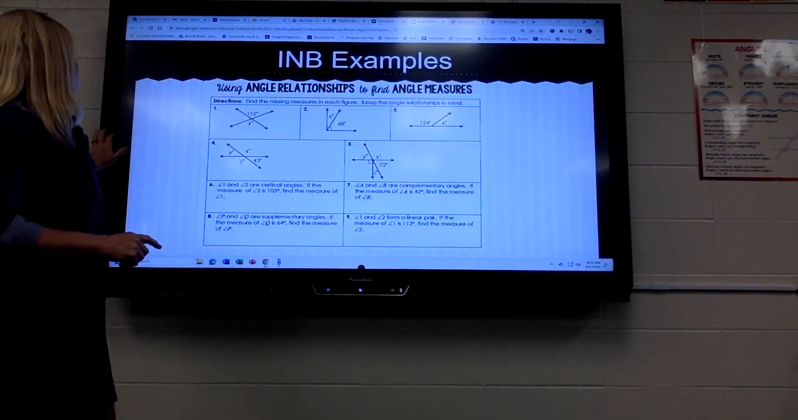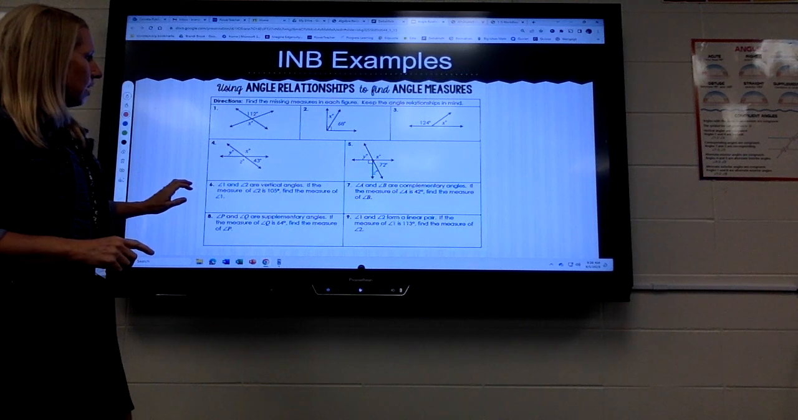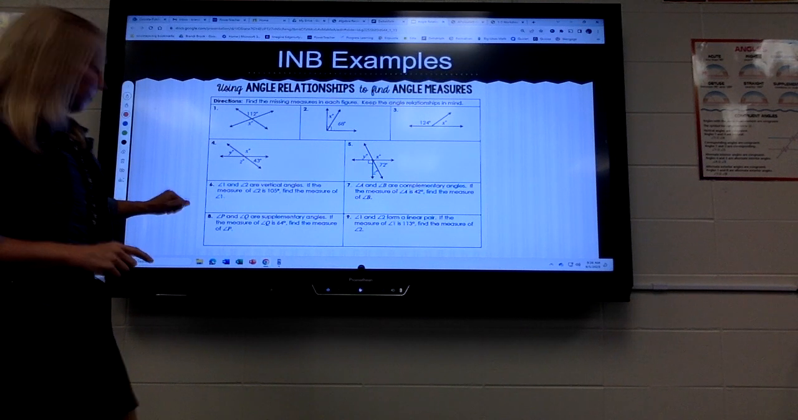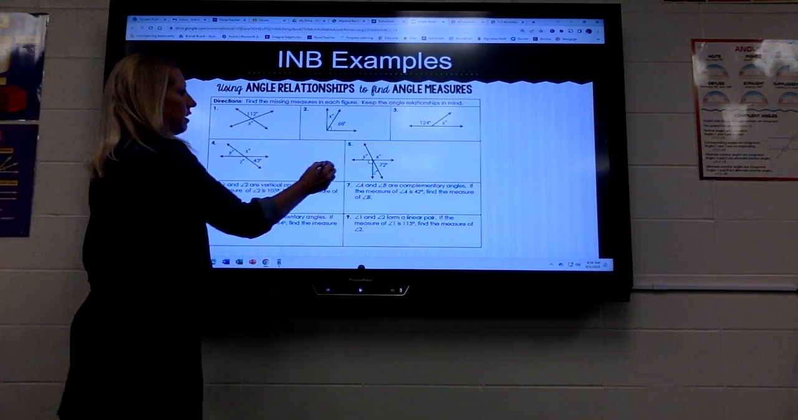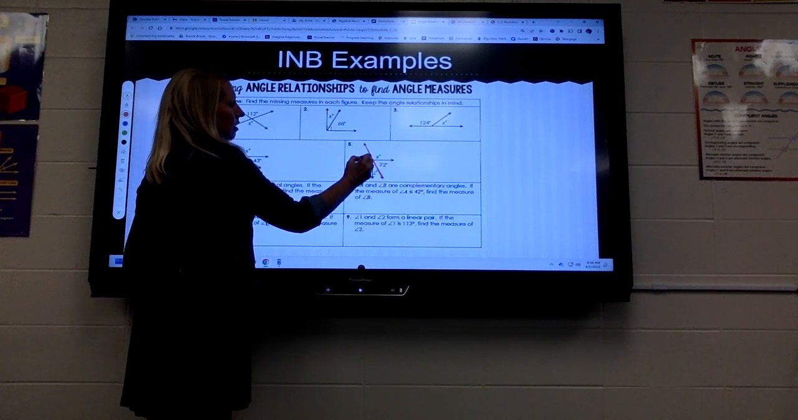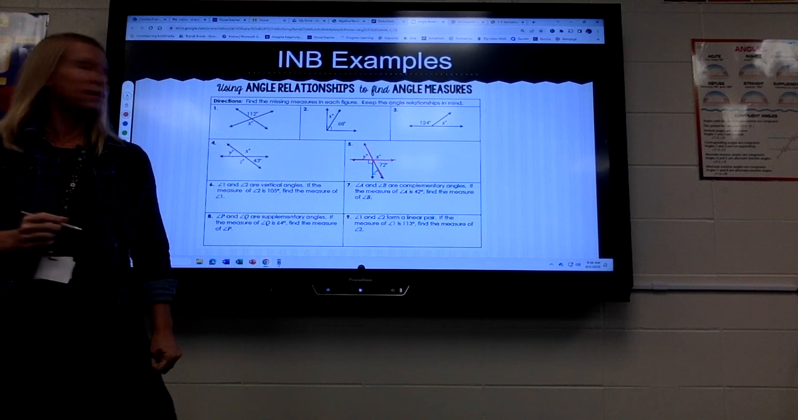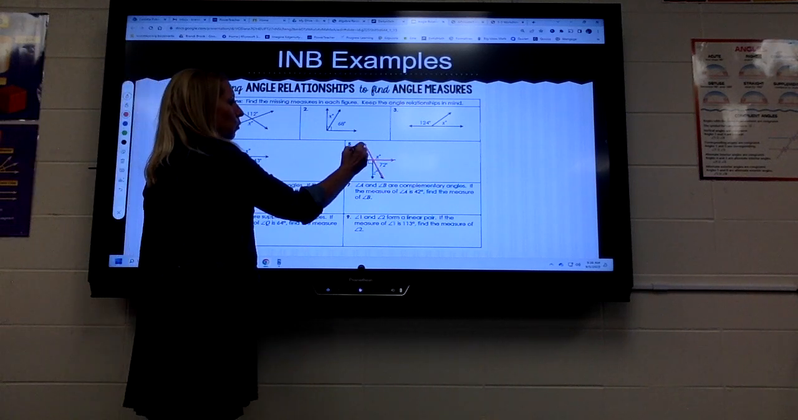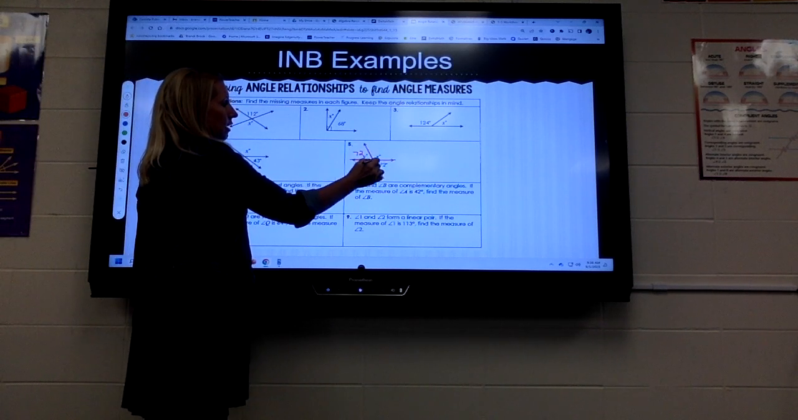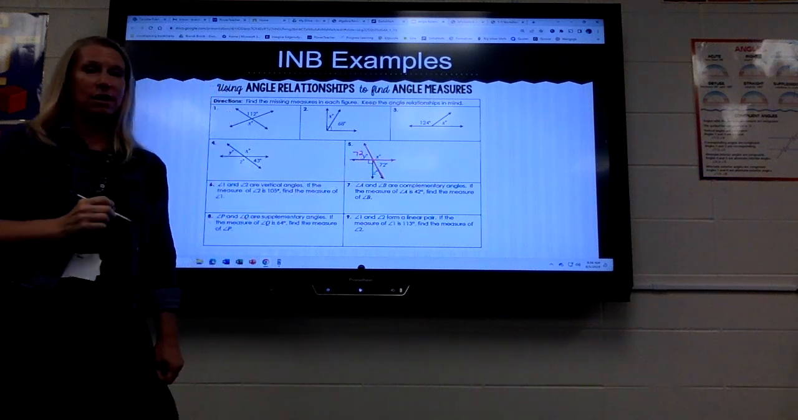Okay, this one has a lot going on, doesn't it? Okay, so we've got, first I see vertical angles, so 72 degrees. Do you see this X right here? Which other angle would be 72 degrees? I hope you said Y, so those are directly opposite each other.